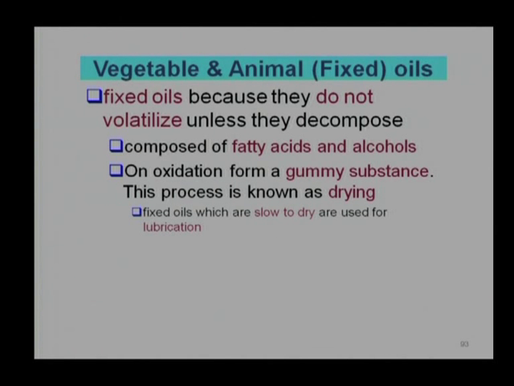And as I mentioned earlier, they are made of fatty acids and alcohols, or consist of alcohols and fatty acids. Fatty acids work as boundary additives. What is the problem with their oxidation? They make a gummy substance which will stick to the surface and reduce clearance. When the clearance is reduced, the operating condition will change. If the operating condition changes, it may bring a much more difficult situation.